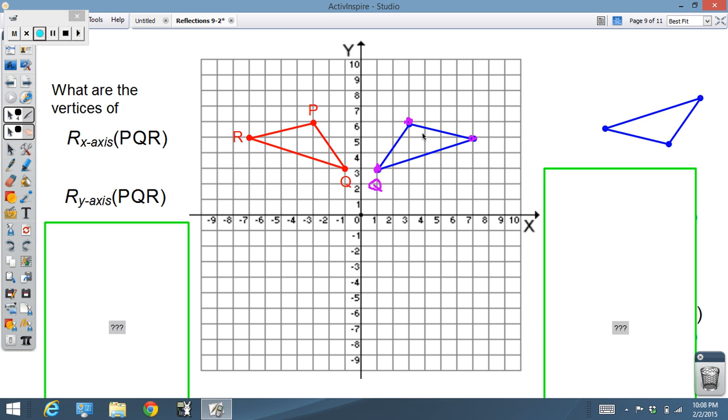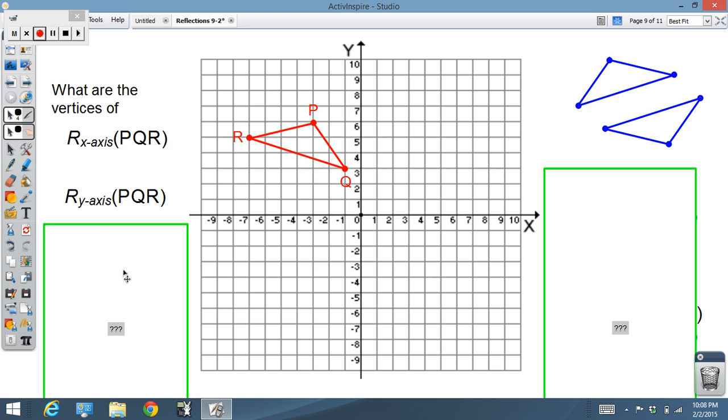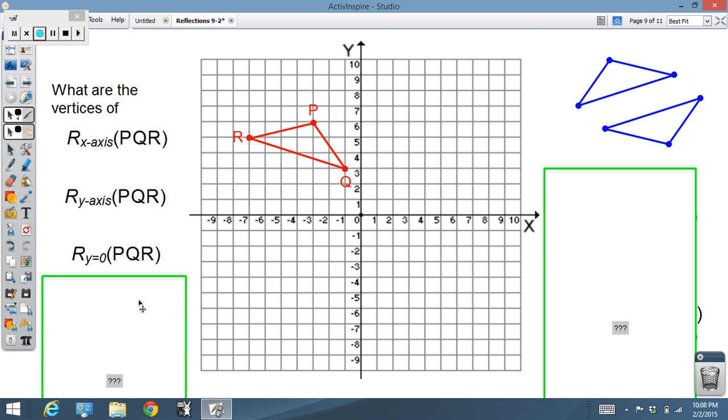All right, now your book is going to try and fool you some here. There are annotations again. What is the reflection over the line y equals 0? Well, hey, you know what? We've already done it. The line y equals 0 is the x-axis. So when we did this one before, this is the same as what we did up here. Remember, the line y equals 0 and the line of reflection over the x-axis are the same thing.